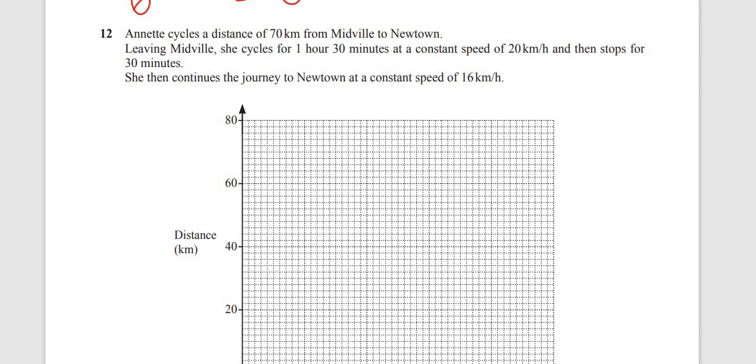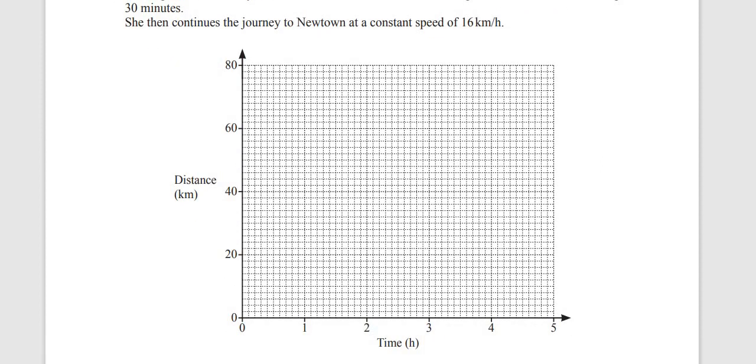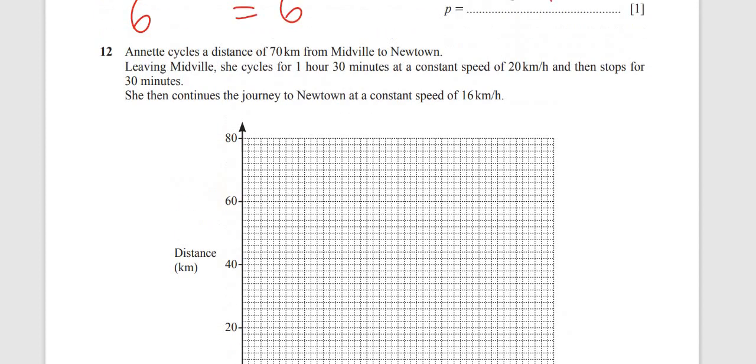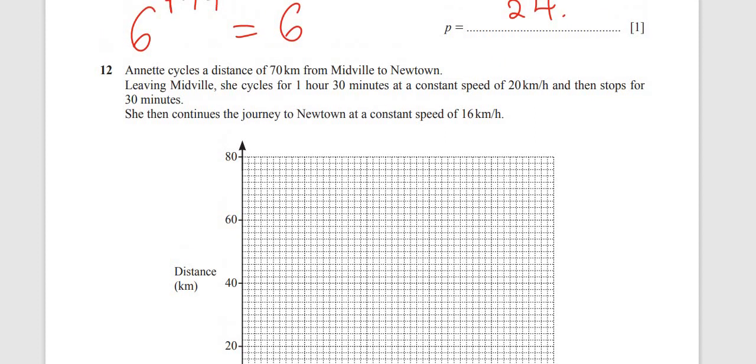Okay, so she's starting her journey from Midville to Newtown. So we can let this be Midville, the starting point. Then from Midville, she cycles for 1 hour and 30 minutes at a constant speed of 20 kilometers per hour. So we need to work out the distance that she covers within that 1 hour and 30 minutes.